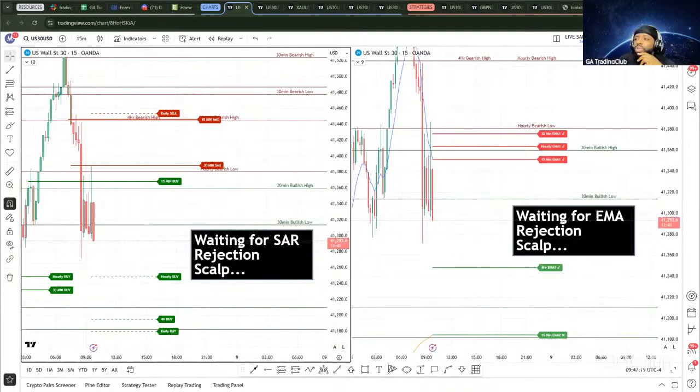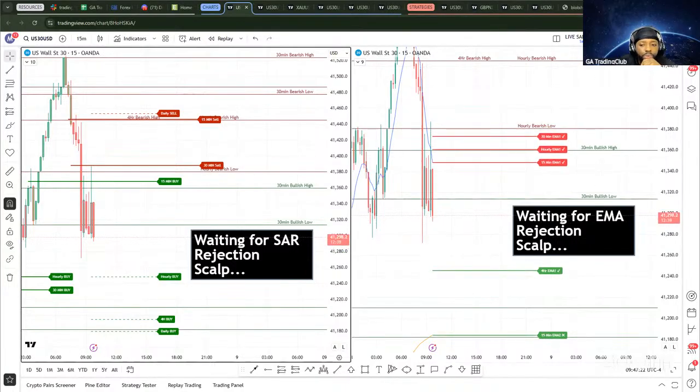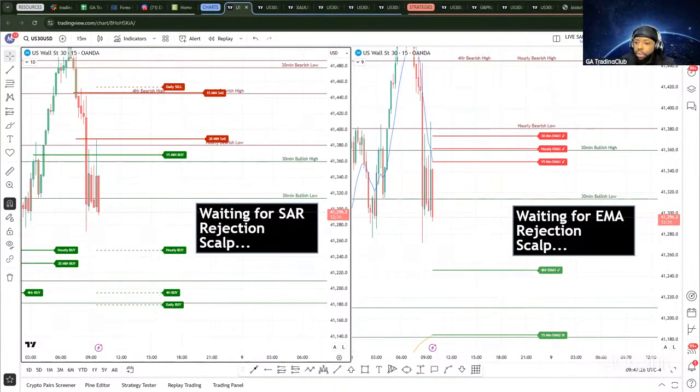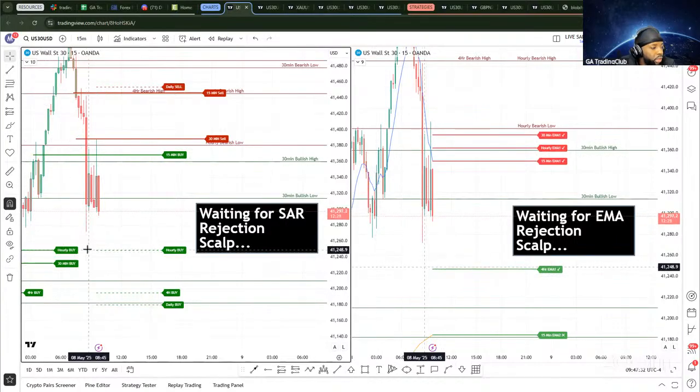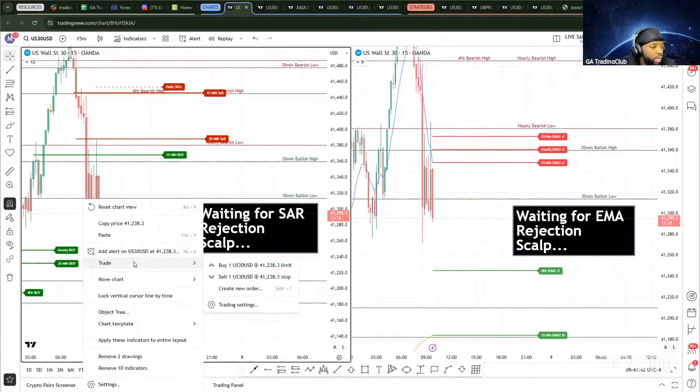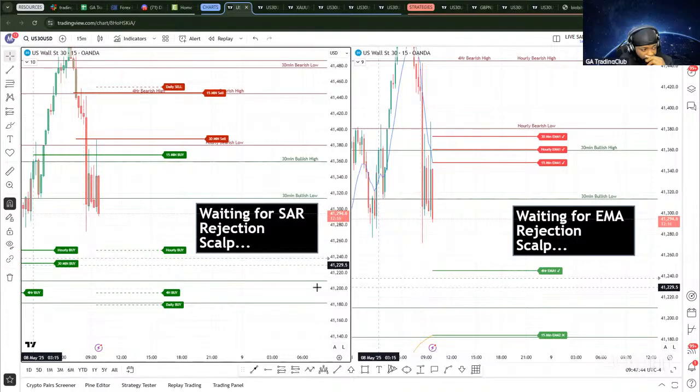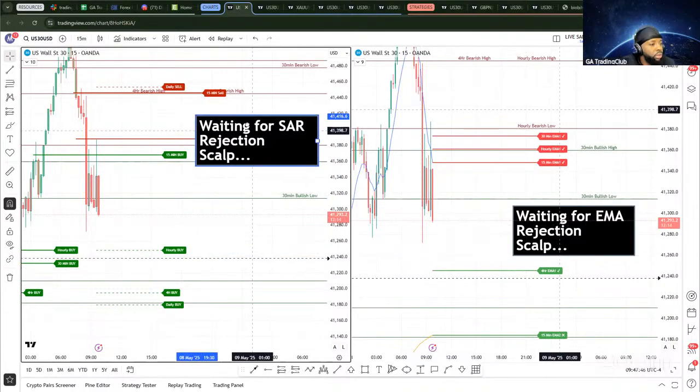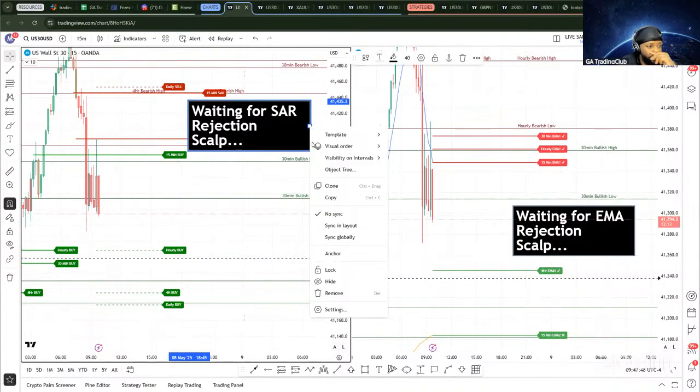Yes. So unfortunately today, unless we break out of this range, there isn't anything. There's a rejection scalp here. This persistent line here, 248. This would be 238.4. So I'll put an alert here.